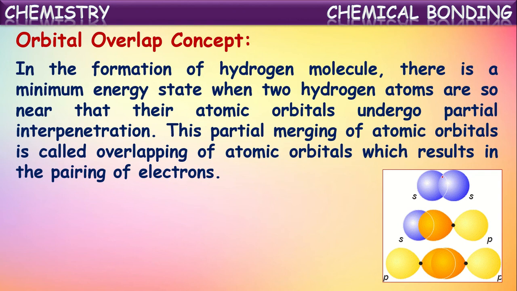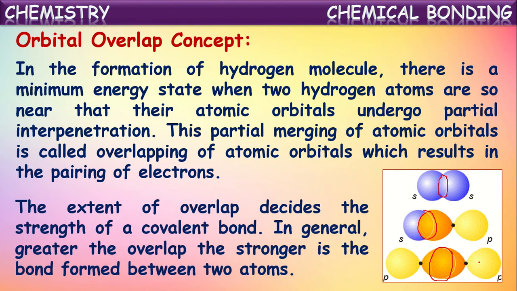See, one s orbital partially merging with the s orbital of another atom. This merging of atomic orbitals is called overlapping. See, one s orbital is merging with the p orbital of another atom. This is called merging or overlapping of atomic orbitals. So here also you can see overlapping of atomic orbitals happening between two p orbitals of two different atoms. Here, the extent of overlap decides the strength of the covalent bond formed between the atoms.